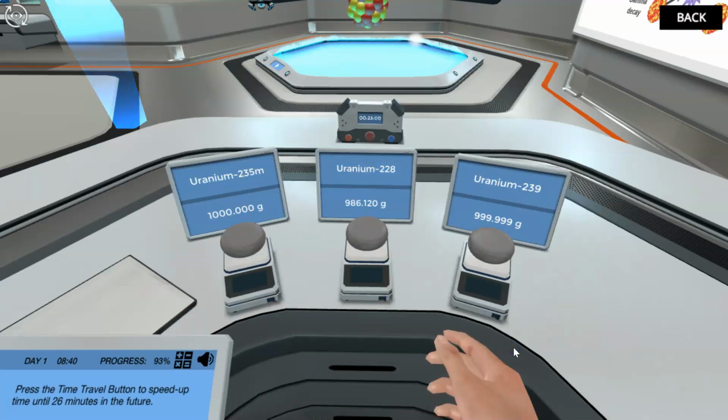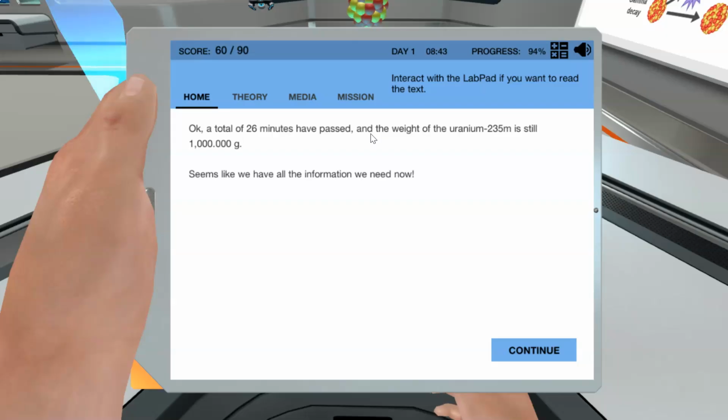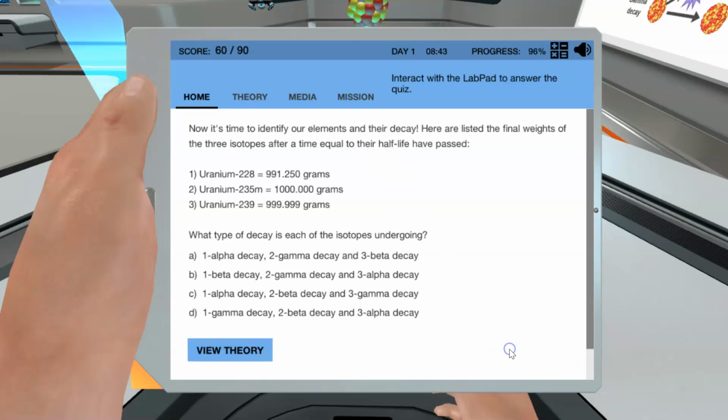Press the time travel button to speed up time until 26 minutes in the future. Okay, a total of 26 minutes have passed, and the weight of the uranium-235M is still 1000.000 grams. Seems like we have all the information we need now. Now it's time to identify our elements and their decay. Here are listed the final weights of the 3 isotopes after a time equal to their half-life have passed.